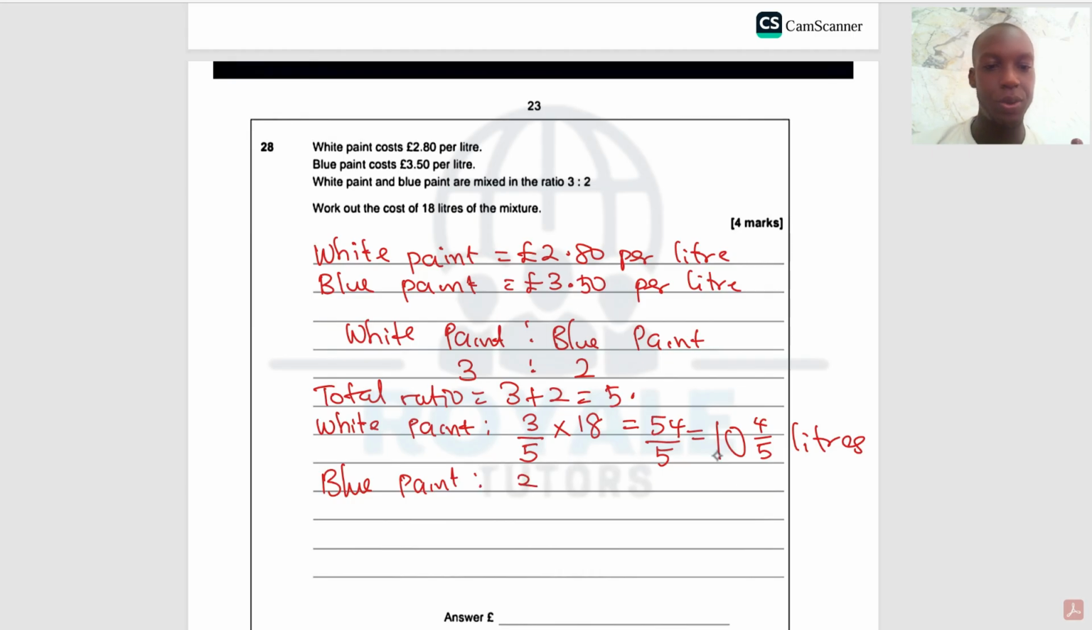is going to be 2 divided by 5 multiplied by 18. And of course, 2 multiplied by 18 is 36. And by the time I divide 36 by 5, that's going to be 7 and 1/5 liters of blue paint. Such that by the time I add 10 and 4/5 and 7 and 1/5, I'm absolutely going to get 18 liters of the mixture.